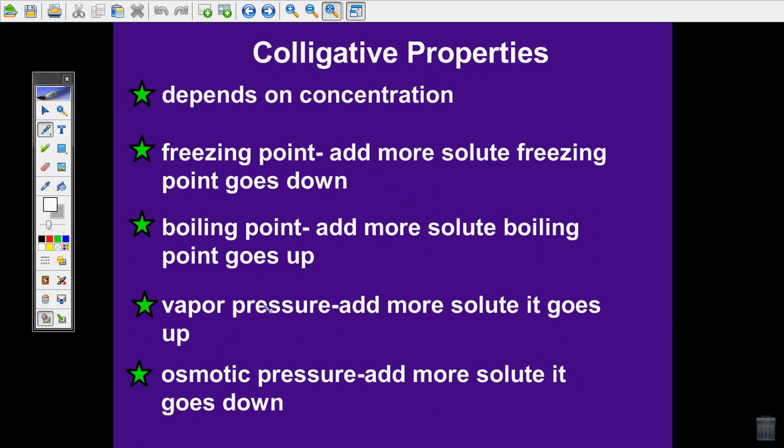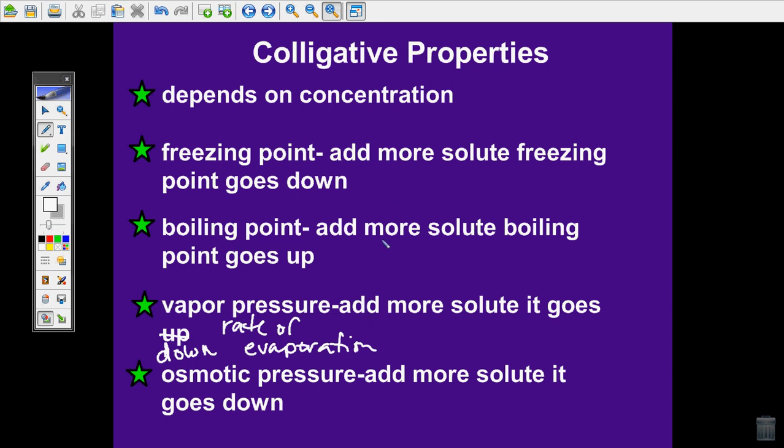Vapor pressure is just the ability to evaporate, or actually, the rate of evaporation. It goes down if you add more solute. It doesn't evaporate as fast if you add more solute.